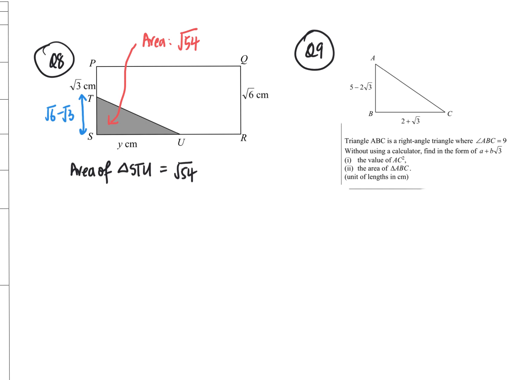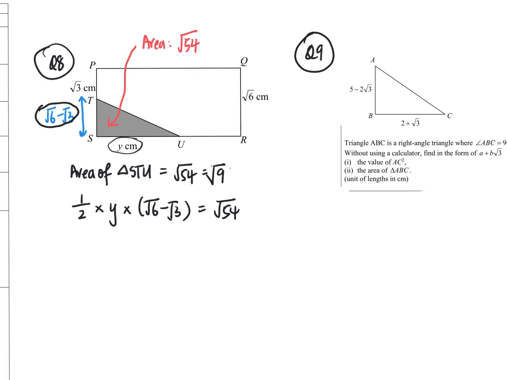Okay, area of the triangle STU is square root 54. Question 8. So the area is given first, and then we make use of the area formula: half times base times the height, and it will give us this. In fact, this one I can split into 9 and 6, so actually this is 3 root 6. So let me simplify it instead.